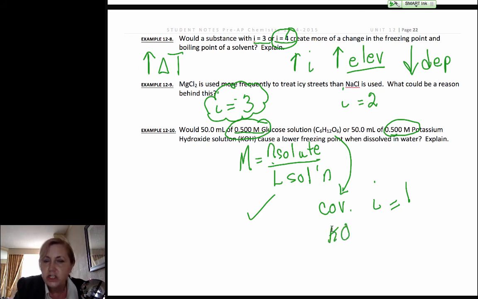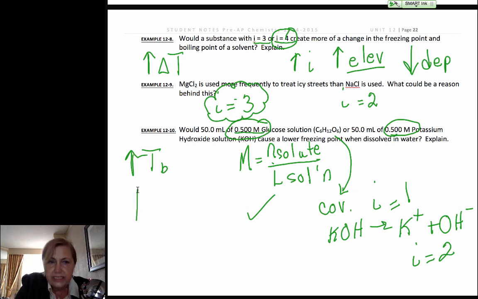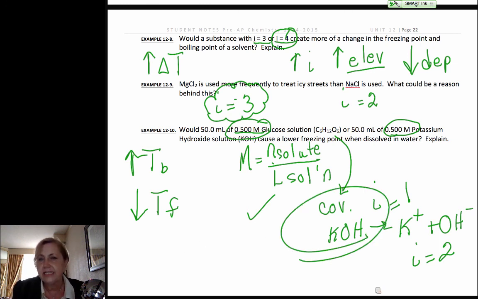Well, KOH is a strong base, so I'm going to get potassium ion and hydroxide ion, and so I is equal to 2 for that one. And so the greater the I, the greater the change. So the greater the increase in the boiling point and the greater the decrease in the freezing point. So KOH would be our winner because I is equal to 2 for KOH.